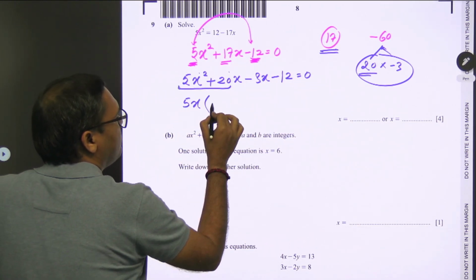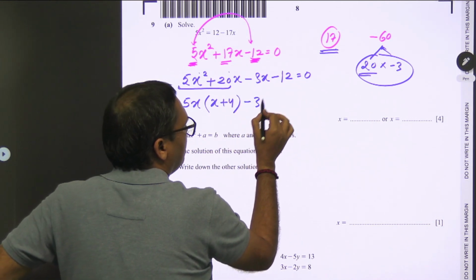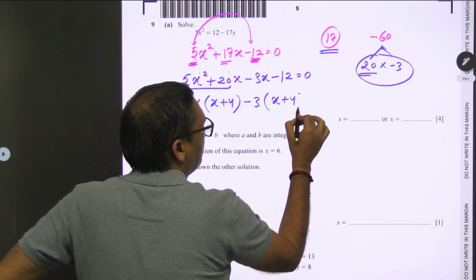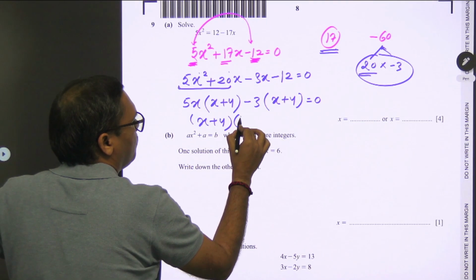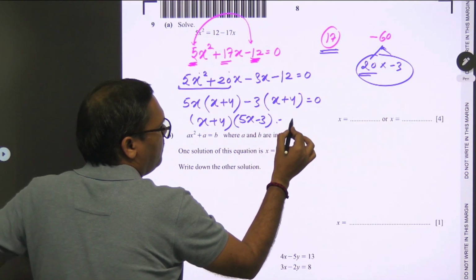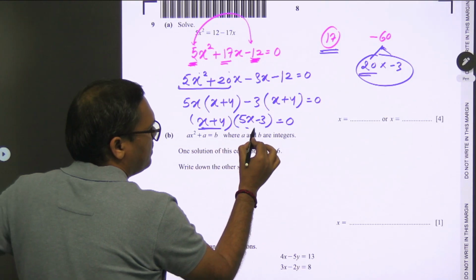5x is common, which is giving you x plus 4. Here you can take minus 3 common, so this will become x plus 4. And you can factorize this. You can say this is x plus 4 into 5x minus 3 equal to 0. Now if I make it equal to 0, either this has to be 0 or this has to be 0.